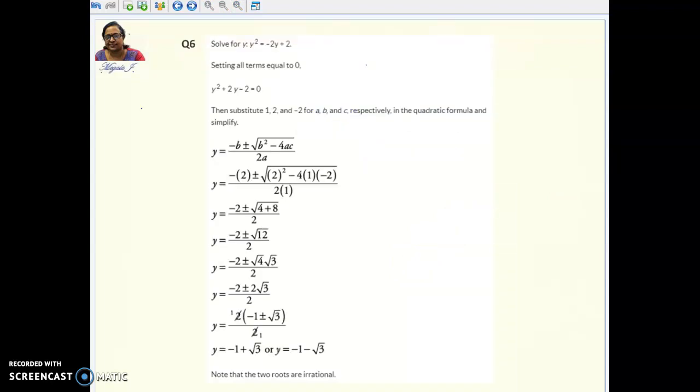Solve for y. So here you have y square is equal to, again the same thing. It's a quadratic equation because the maximum power is 2. Instead of x we have y here. So bring everything to one side. When you take it to the other side, this becomes positive, this becomes negative. So y square plus 2y minus 2 equal to 0 is the equation.